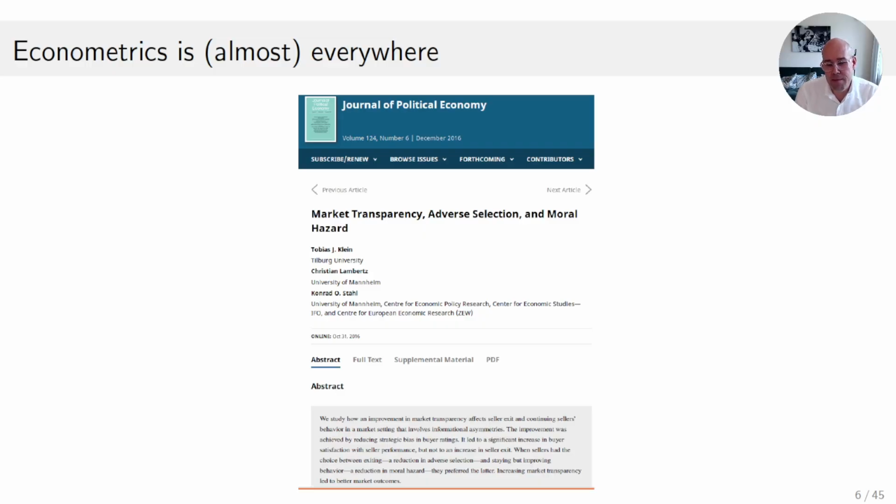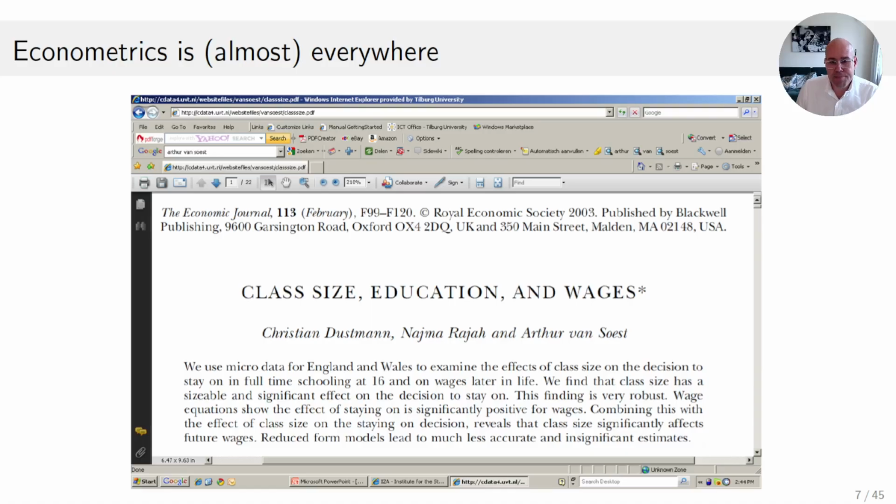One can study new markets such as eBay. So here the title is Market Transparency, Adverse Selection, and Moral Hazard. The question is, what does it do to seller behavior when you increase transparency on the market by introducing a feedback system? Feedback systems are common on many platforms nowadays.